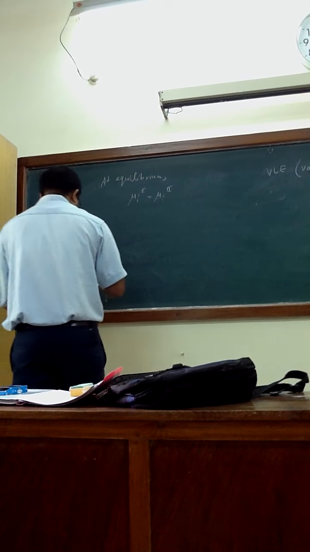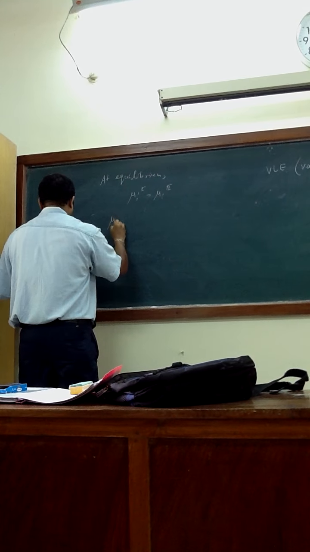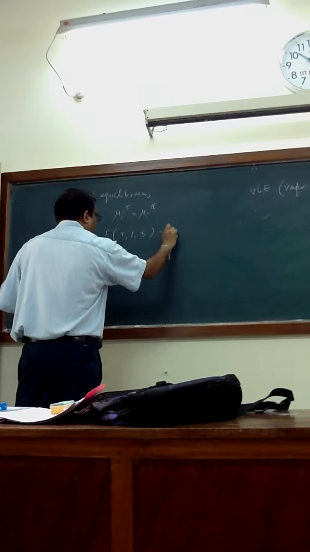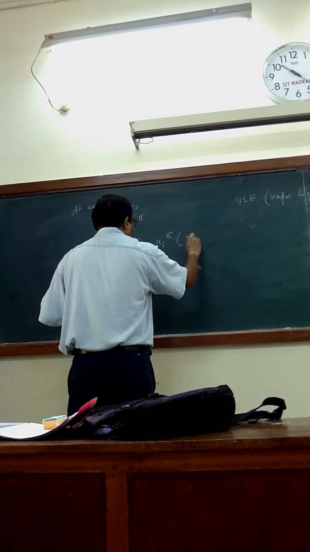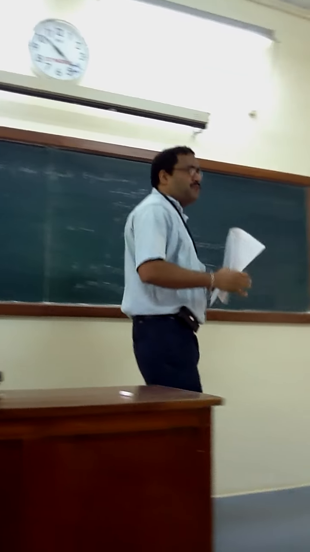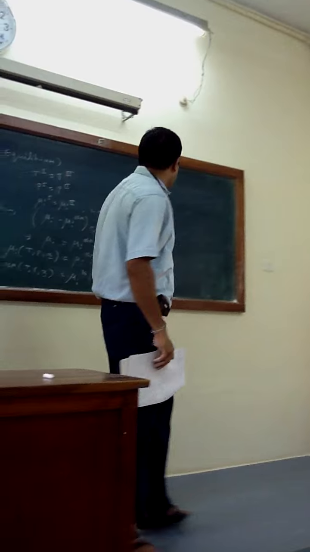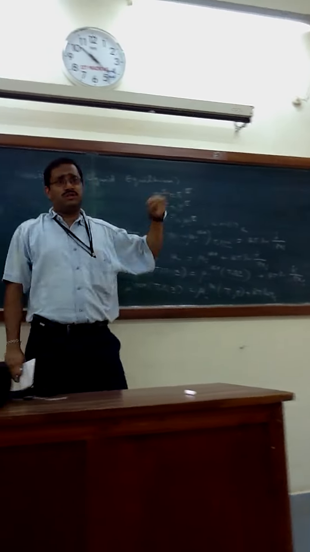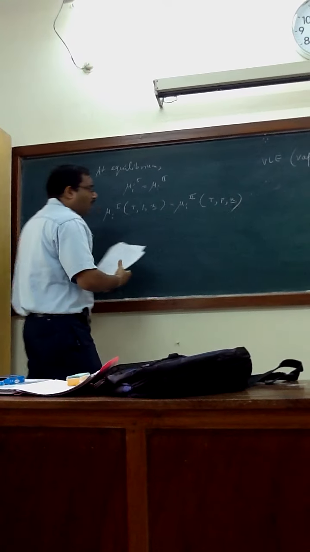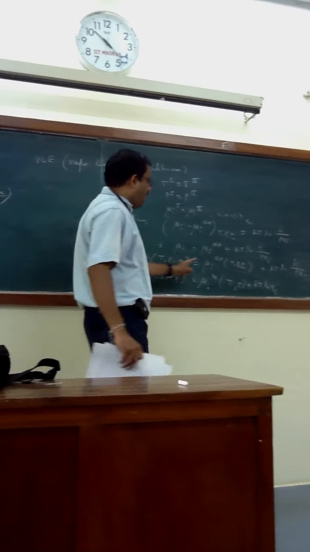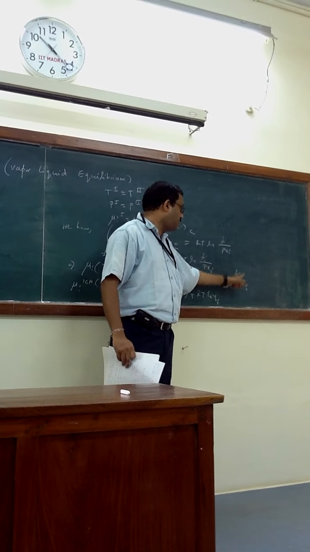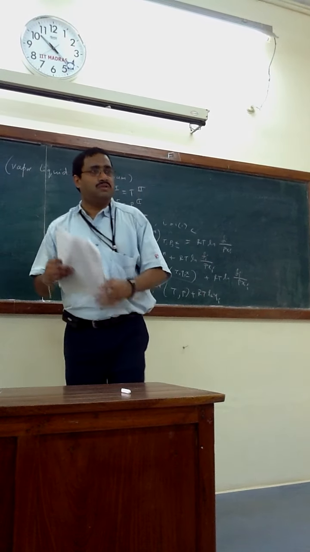So we have mu i1 (T, P, x bar) equals mu i2 (T, P, x bar). Equilibrium means temperature on both sides is the same. That is already established. And mu i1 you can write as mu i1 IgM (T, P, x bar) plus RT ln phi i1 (T, P, x bar).